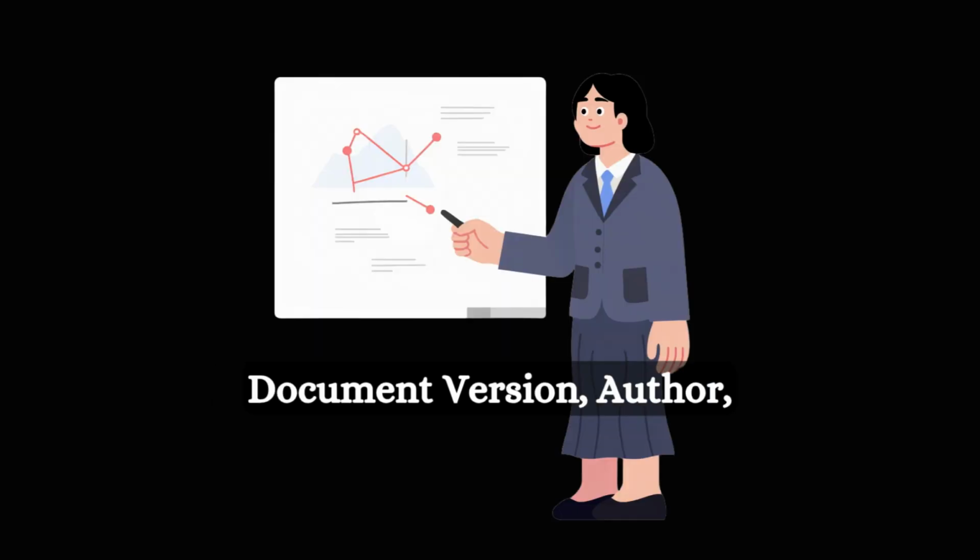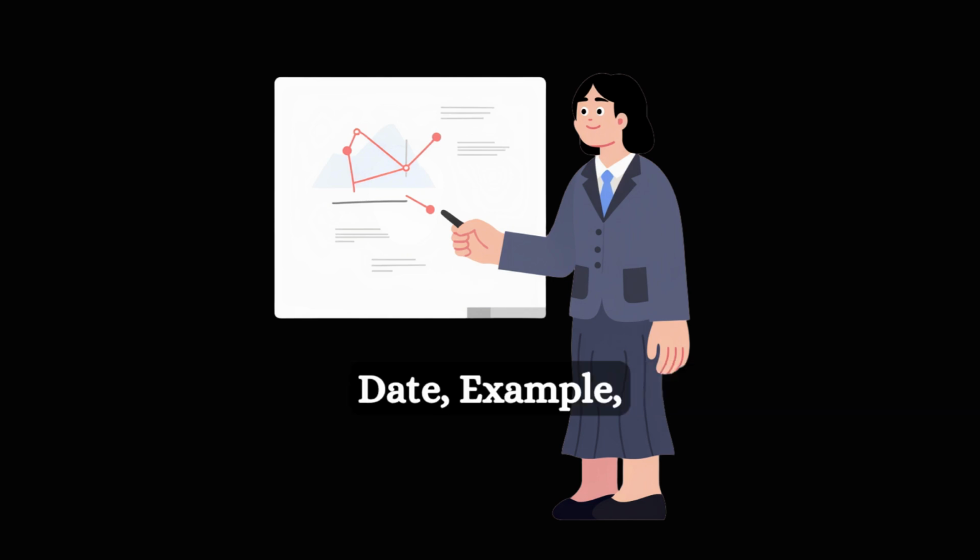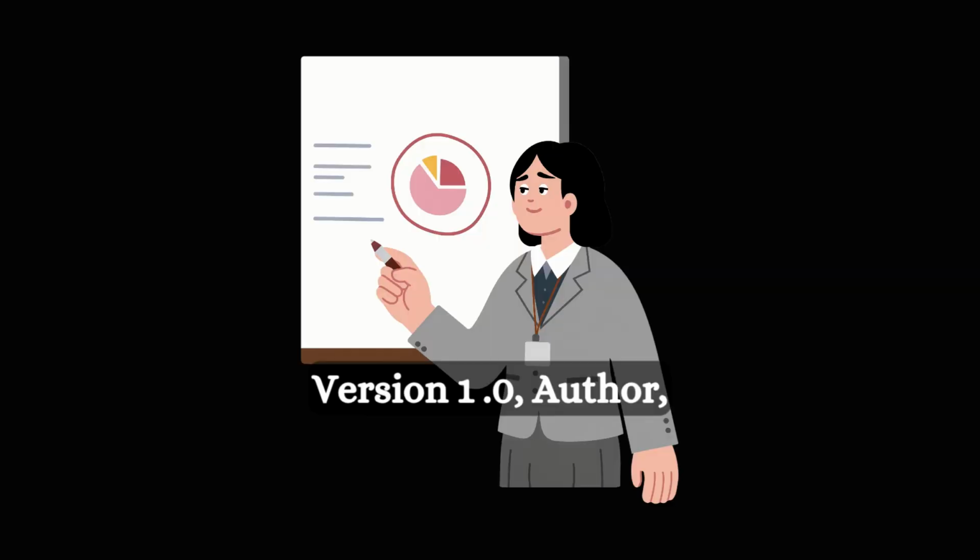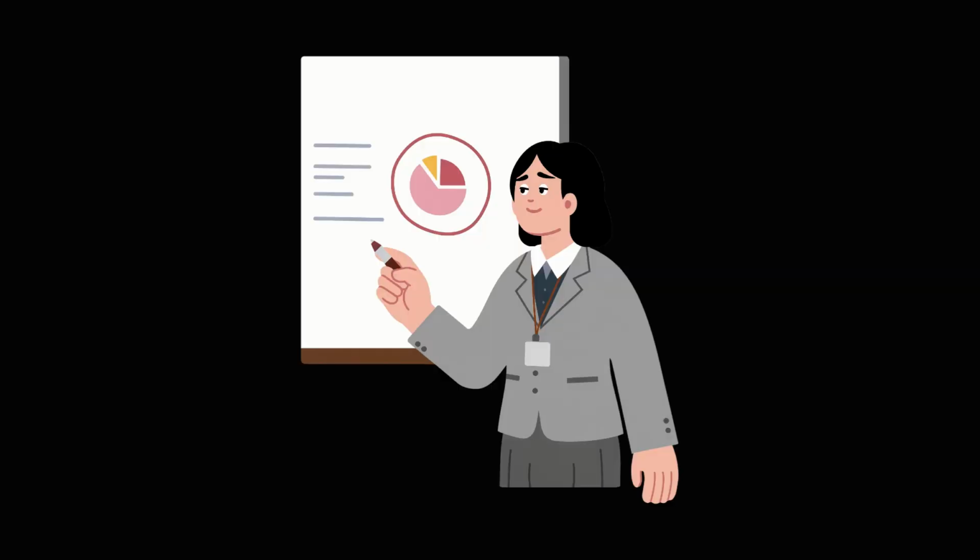BRD Section 1: Document Overview. The first section includes project name, document version, author, and date. Example: project name, Mobile Banking Application; version 1.0; author, business analyst.